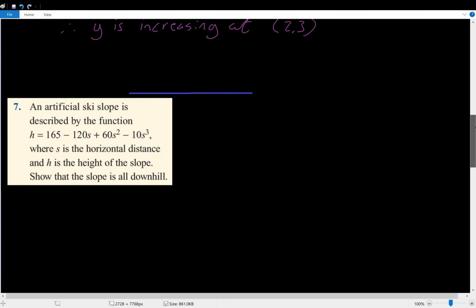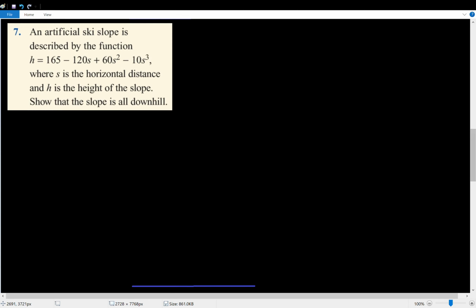Alright, let's take a look at question 7 now. An artificial ski slope is described by the function h equals 165 minus 120s plus 60s squared minus 10s cubed, where s is the horizontal distance and h is the height of the slope. We have to show that the slope is all downhill. So, to do that, the first thing we're going to do is differentiate. We're going to find dh ds.